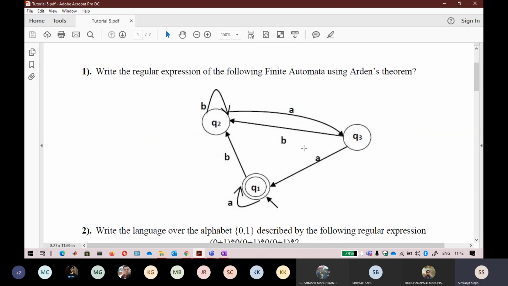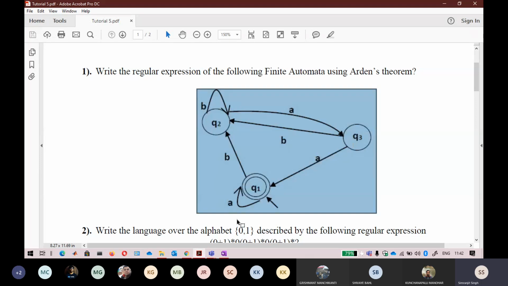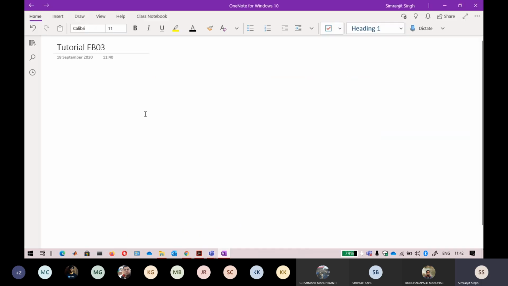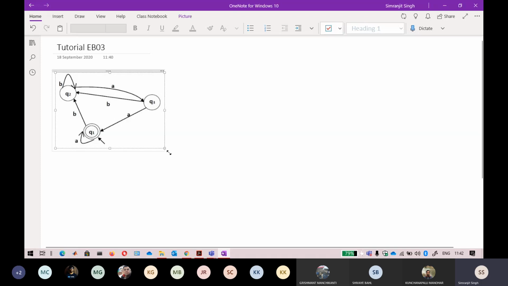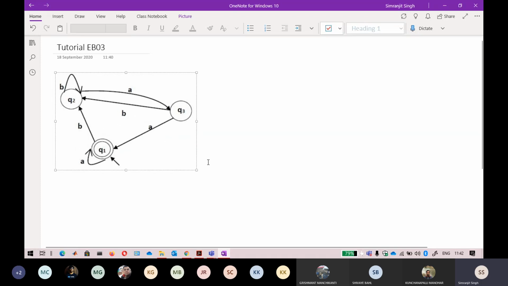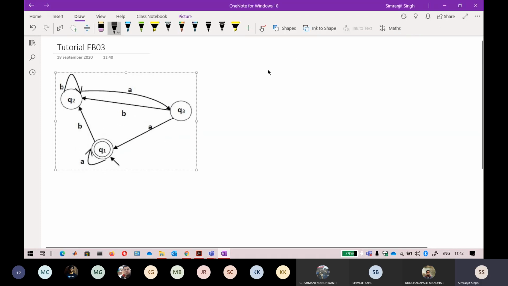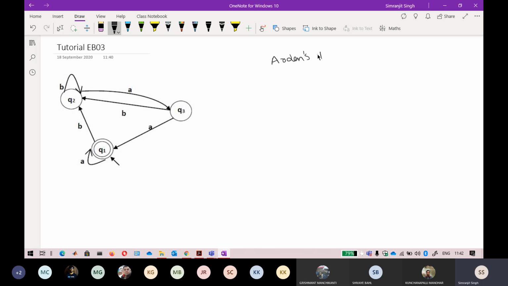Okay, so the first question is based on Arden's method. I think we have done enough of this Arden's method. Keep that in mind whenever we are solving it. First thing, we apply Arden's theorem on any state. Try to apply the Arden's theorem on every state, be it Q1, Q2, or Q3. Don't think that it is only the final state that I will apply Arden's method on. Keep that thing in mind.